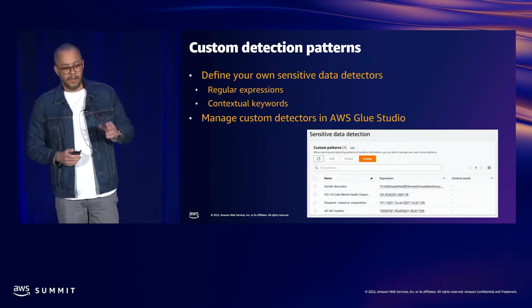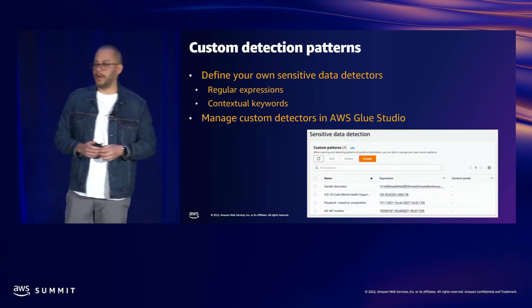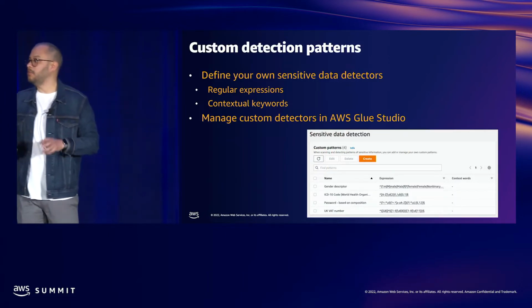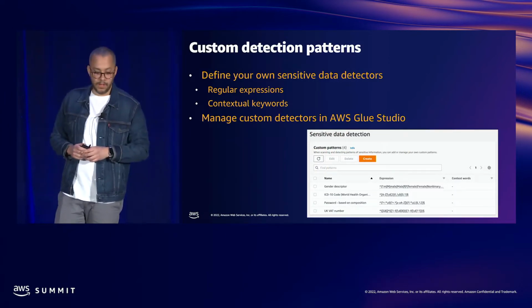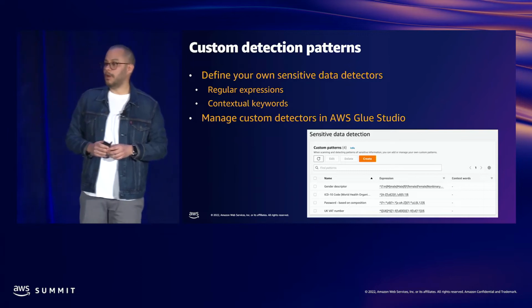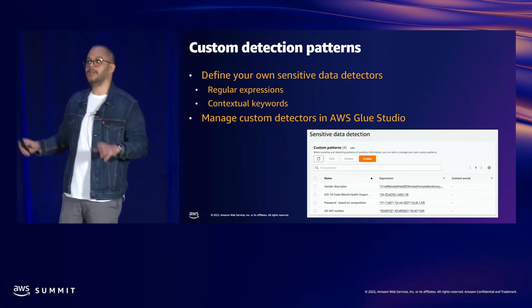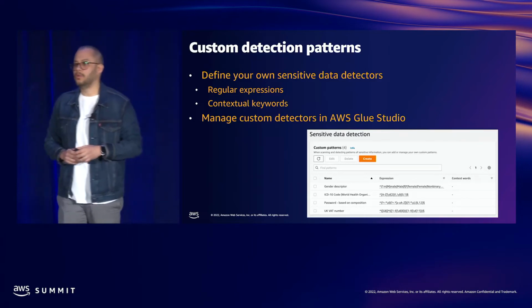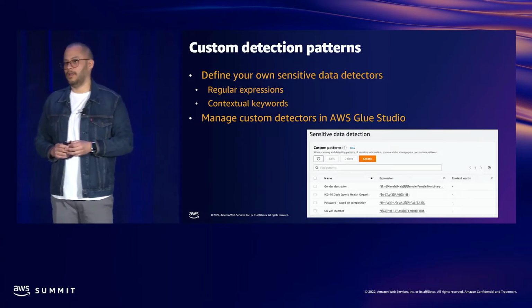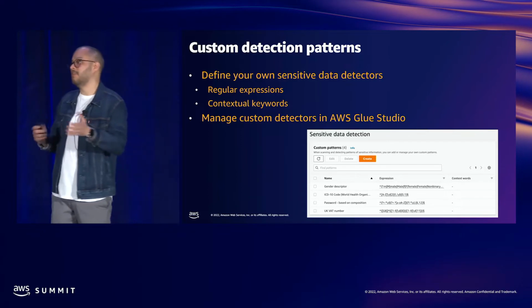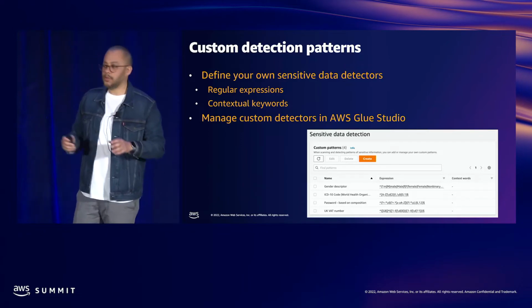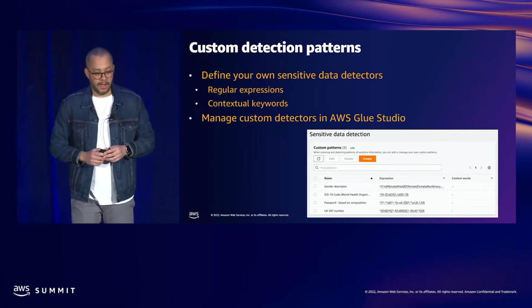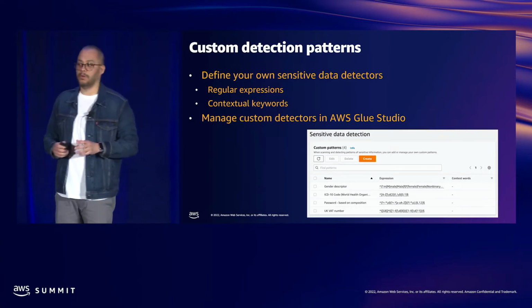So let's talk about custom detection patterns. As I mentioned before, if you have a unique use case, you can create your custom entities. The way it works, they are based on regular expressions. Yes, the same regular expressions that we have been using for years, you can use them to identify your data patterns or your sensitive data. But it's not only that. We have a combination of regular expressions and contextual keywords.